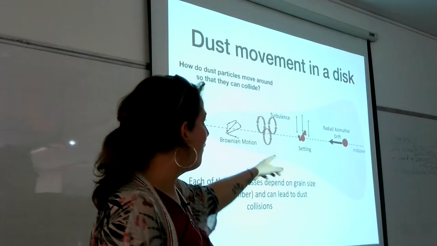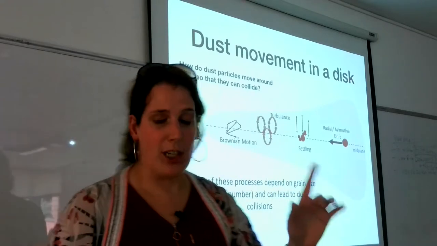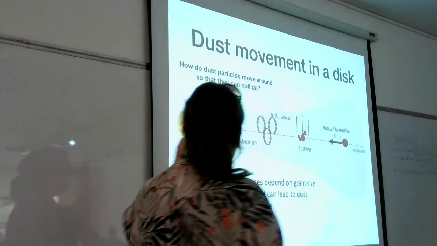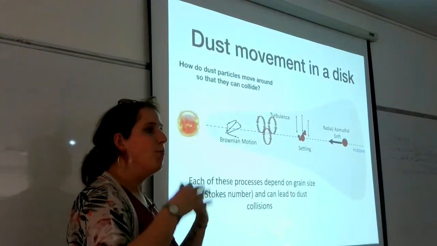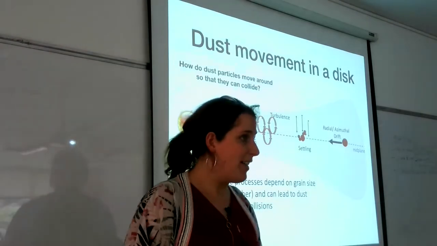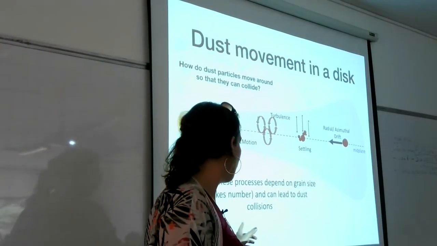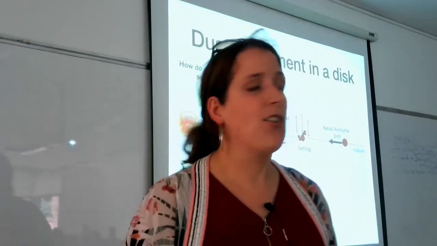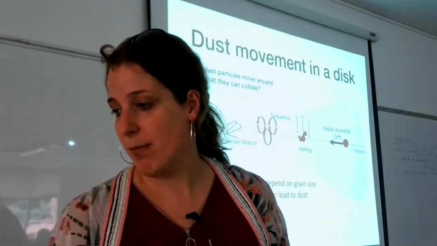And finally, you have radial and azimuthal drift, which I'm going to explain in a lot more detail in a few minutes. Each of these processes, each of these movements of dust particles, depends on the grain size, which is expressed by the Stokes number, and can lead to dust collisions, which can then lead to coagulation and fragmentation.